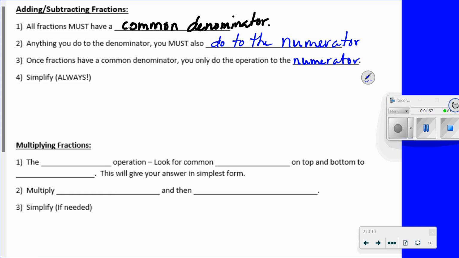Okay. So the next one is we will always simplify. So you must always simplify.